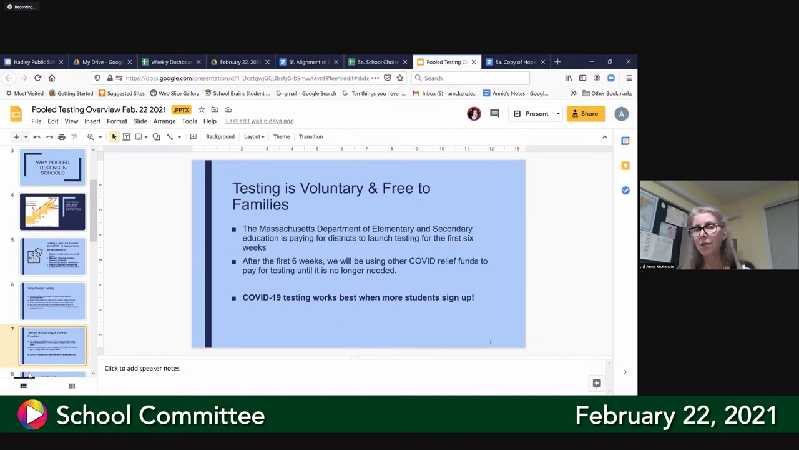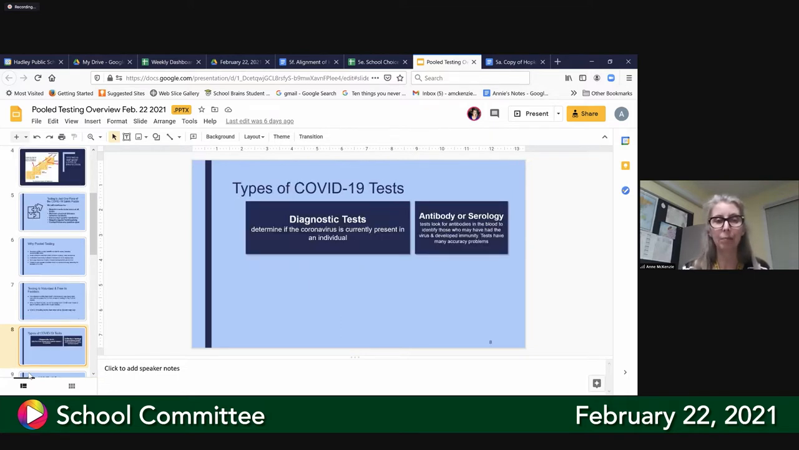There is no cost to families. And for the first 6 weeks, there is no cost to the district. After 6 weeks of pool testing, the district may use its COVID funds in order to continue the testing for as long as the district determines that it is necessary.